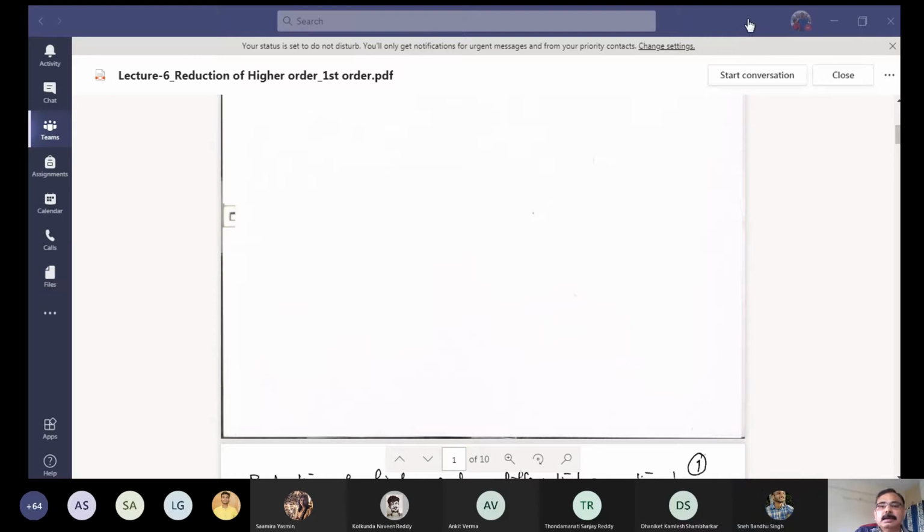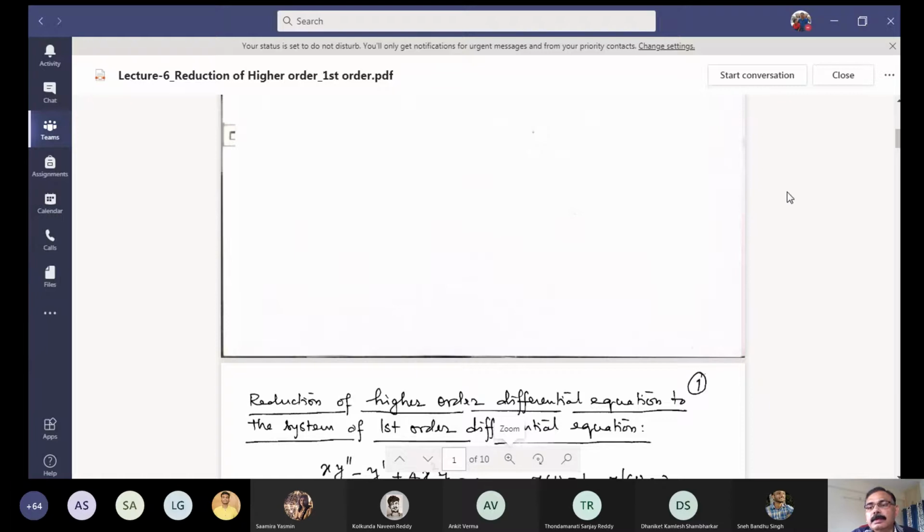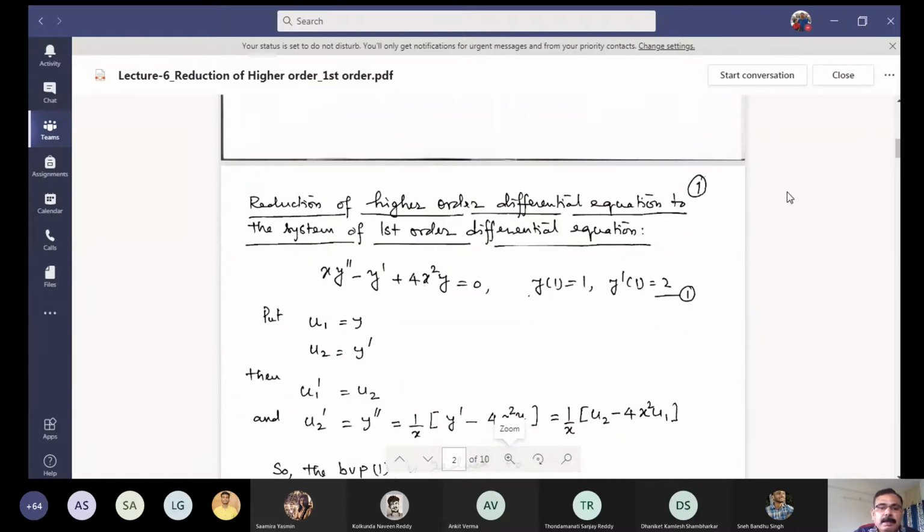It does not matter whether it is a second order, third order, fourth order, or nth order. Any of them can be changed to a system of first order differential equations. That's the reason we first saw first order differential equations, y prime equal to f, and then we can convert any order differential equation to a first order system, and apply the numerical methods which you have already studied. So let us see.